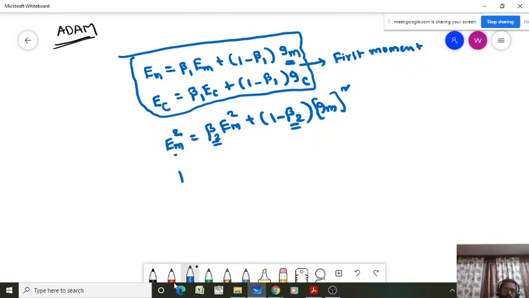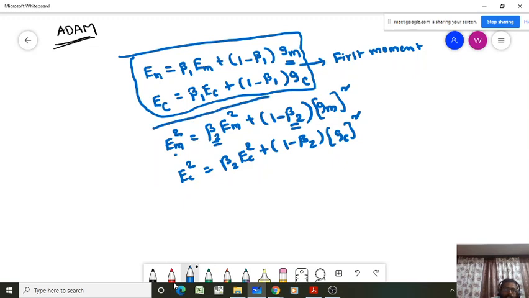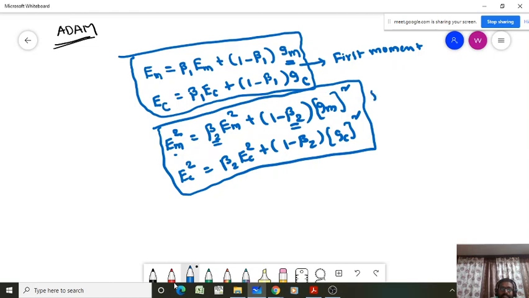So now EC2 is equal to beta 2 into EC2 plus 1 minus beta 2 into GC whole square. So this is called the second moment estimation, or variance estimation.